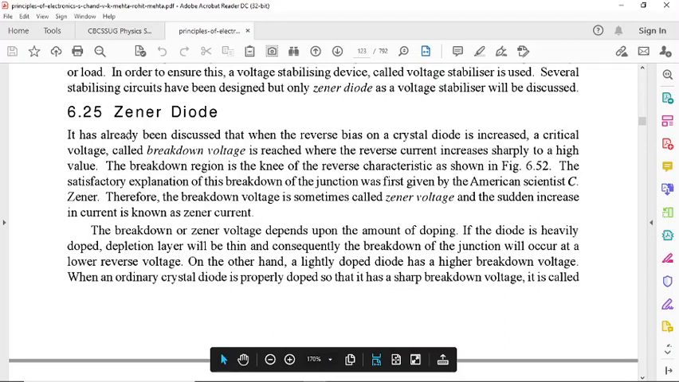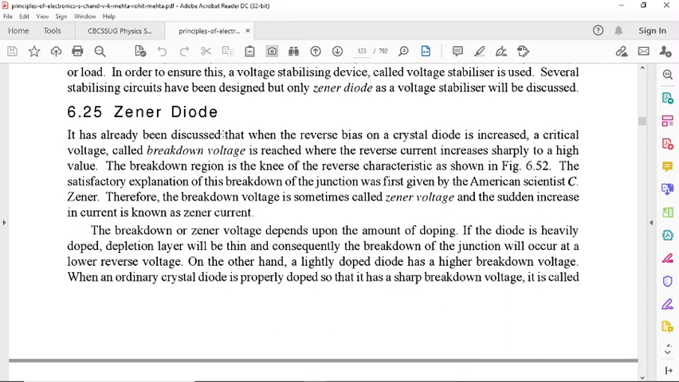It has already been discussed that when the reverse bias on a crystal diode is increased, a critical voltage called the breakdown voltage is reached, where the reverse current increases sharply to a high value.